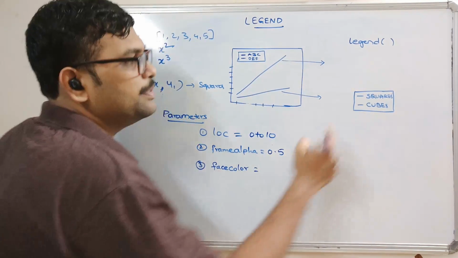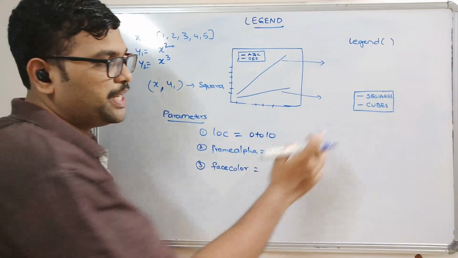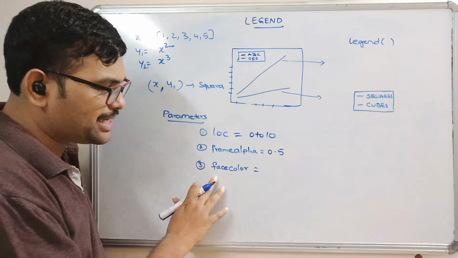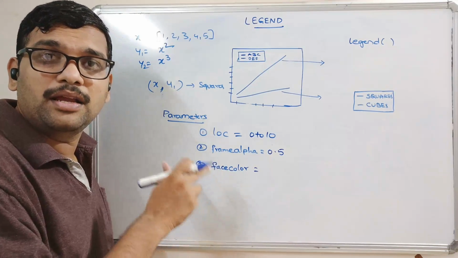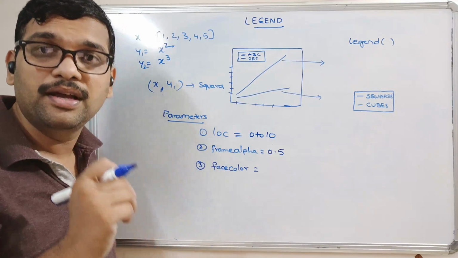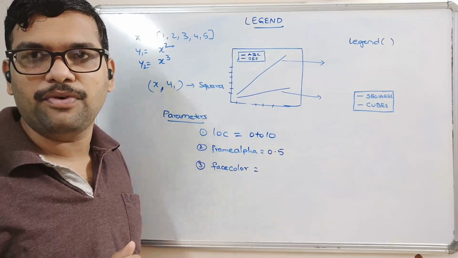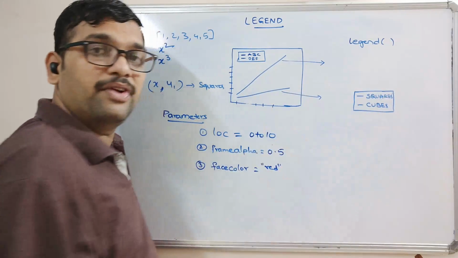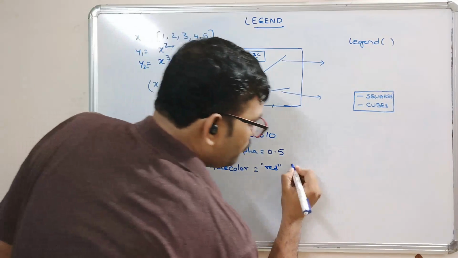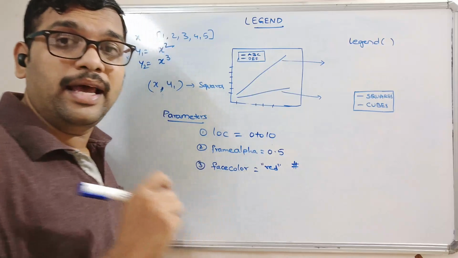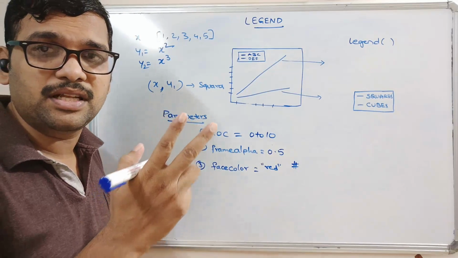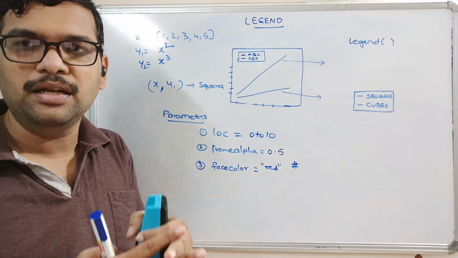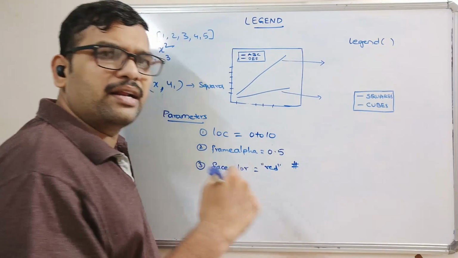Face color means inside the box. Whatever the area inside the box, that is called the face color. This face color can be represented with the help of a color name or hexadecimal format. You can directly give the color red, so automatically the complete box will be filled with the red color. Otherwise, you have to use a hash and the hexadecimal format. The first 2 digits represent the red, the next 2 represent the green, and the next 2 represent the blue. So the combination of red, green and blue.